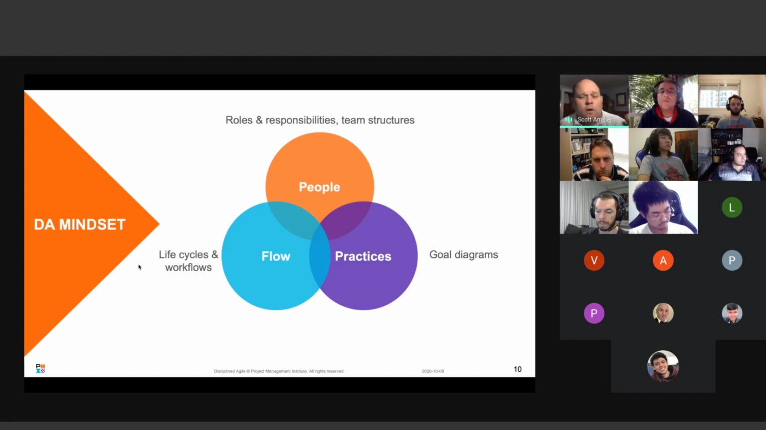And then flow. What are the processes that we follow? What are the workflows? What are the life cycles? Because different teams will work in different ways. So let's dive down into each one of these aspects.